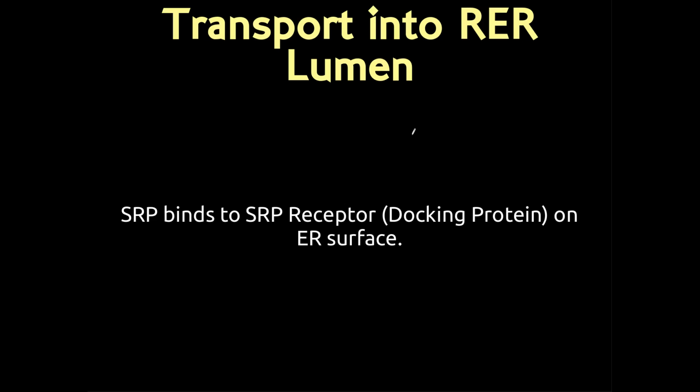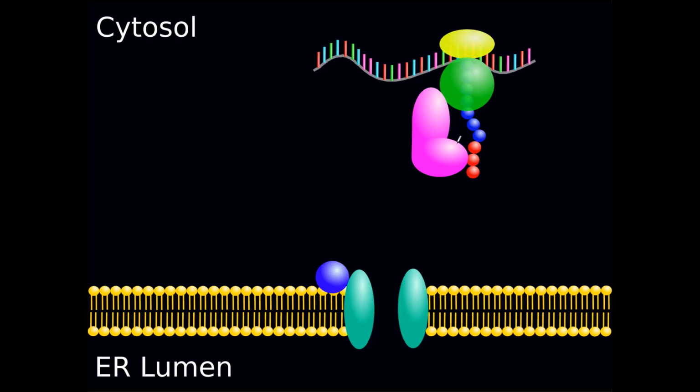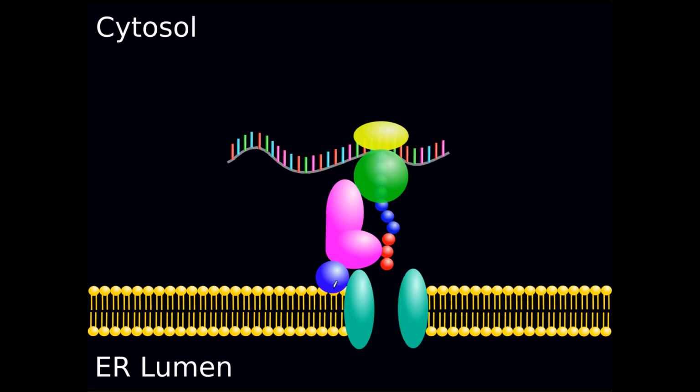From this point, the signal recognition particle is going to bind to the signal recognition particle receptor, which is a docking protein on the endoplasmic reticulum surface. So now it binds with the SRP receptor, which is indicated right here, on the rough endoplasmic reticulum surface. So, boom, there we go.